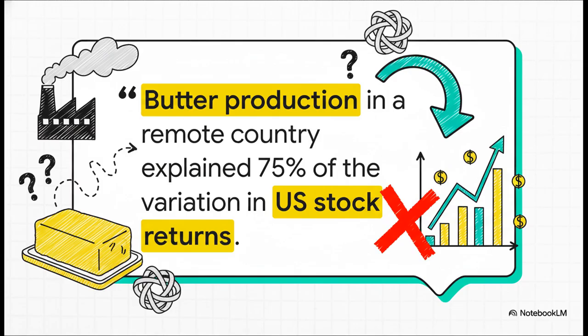And this quote just brilliantly shows how absurd data mining can get. A researcher found an almost perfect statistical link between US stock returns and, wait for it, butter production in Bangladesh. Is there any logical economic reason for this? Of course not. It's a completely meaningless pattern that was found after the fact. Without a good story, a statistical link is probably just noise.